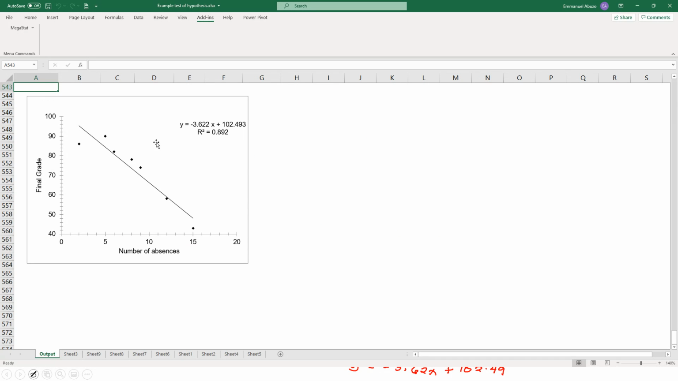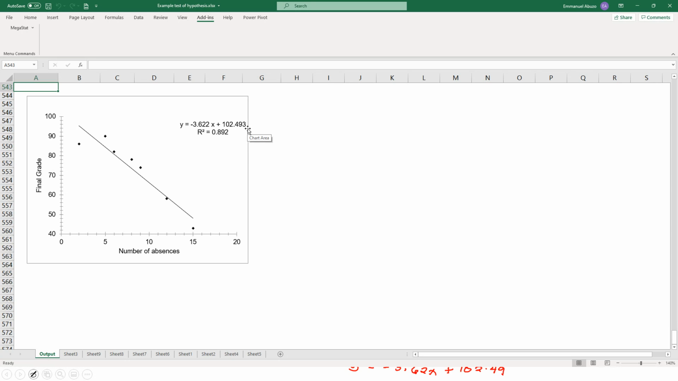So here, our r squared is 0.892. Then the equation of this line is negative 3.622x plus 102.493, which is the same as what we had. Now, what is the interpretation of r squared? The interpretation of the r squared is that 89.2% of the total variation of the data is explained by our model.